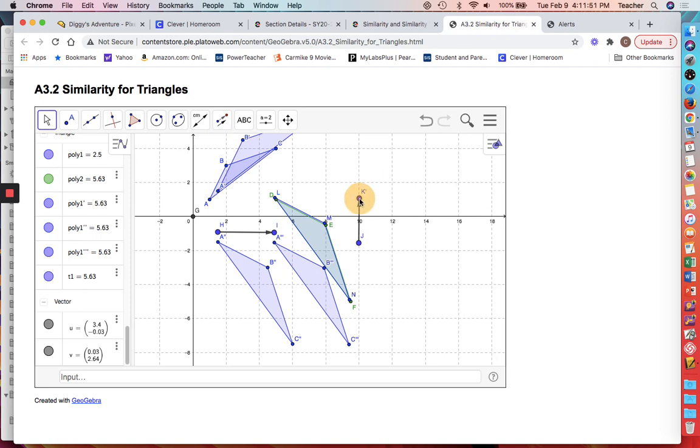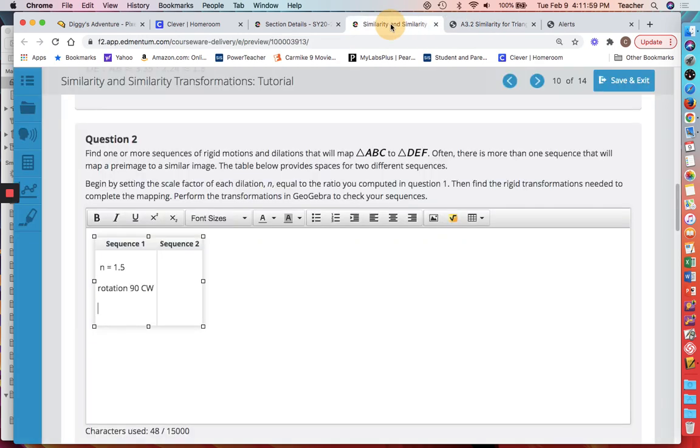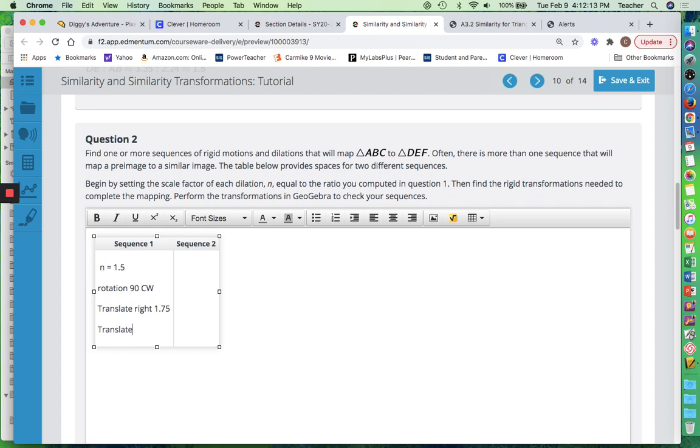That's just a little human error that it's not sitting exactly on it. Yeah, still 1 3/4 and 1 3/4. All right, so it's going to translate right 1 3/4 and translate up 1 3/4. All right, so there's my first one.